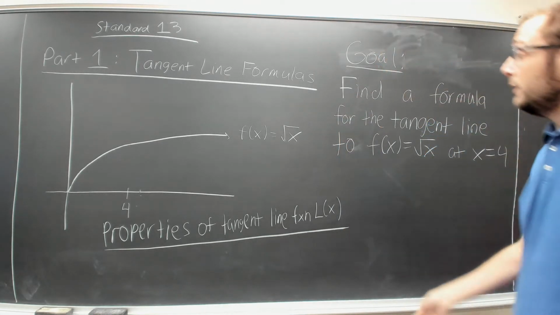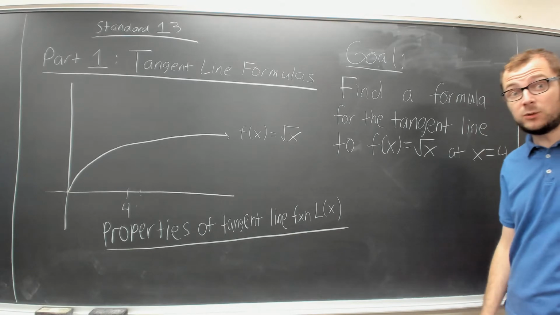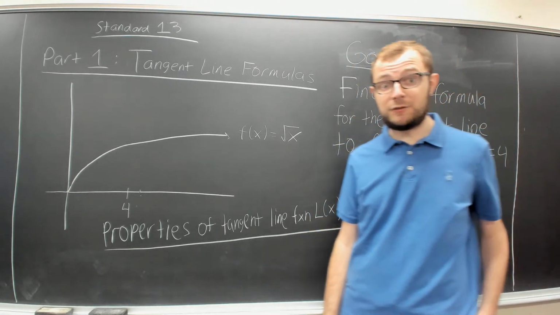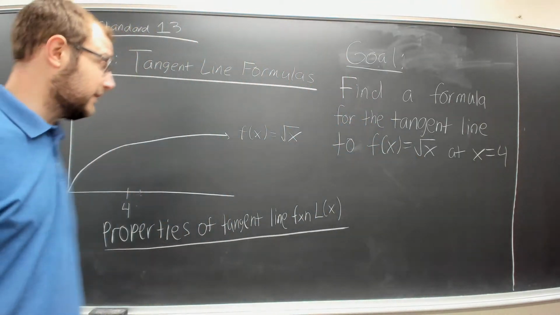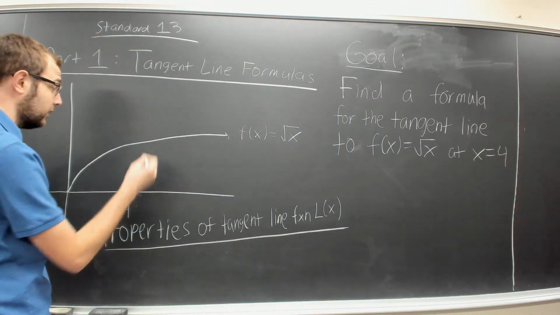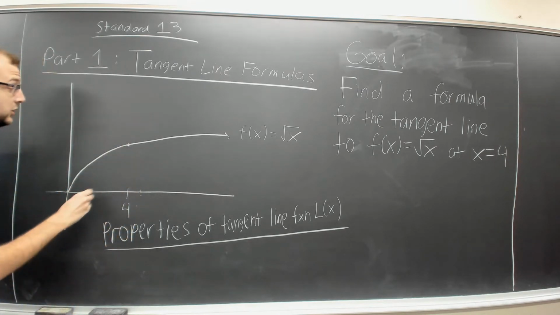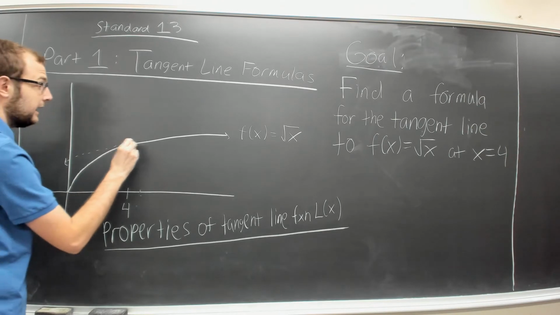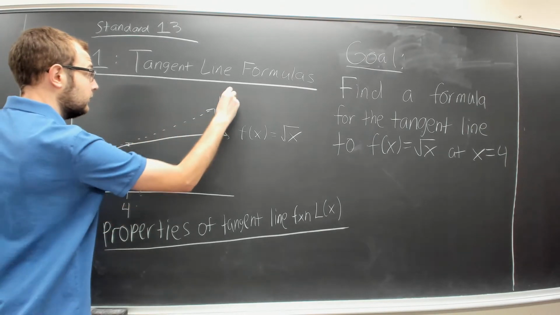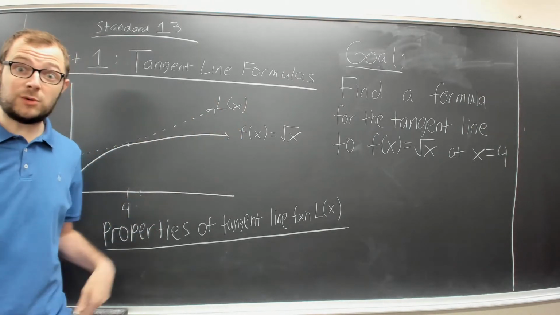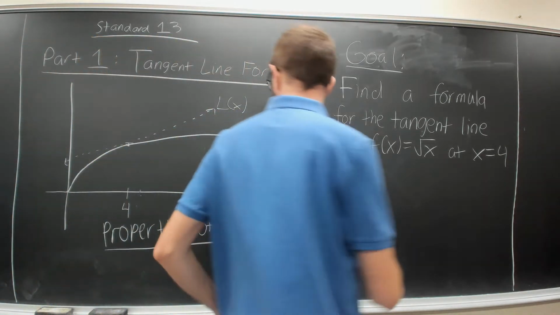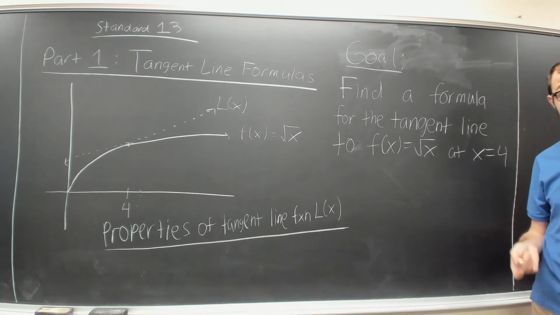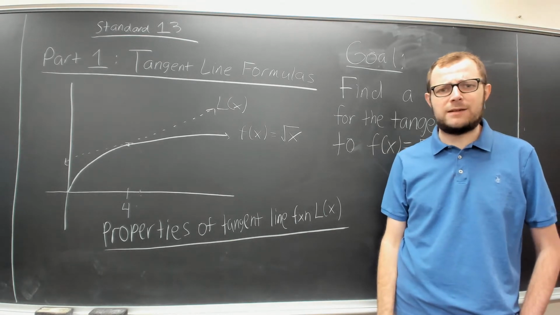Anyways, so here we're going to look at the function f of x equals the square root of x. Our goal in looking at this function is going to be to find a formula for the tangent line to that function at x equals 4. So we have a function here, f of x. I'm going to sketch out what the tangent line looks like at x equals 4. And this is going to be a linear function, L of x, where that is the tangent line to f of x at 4. So what properties should this tangent line have?